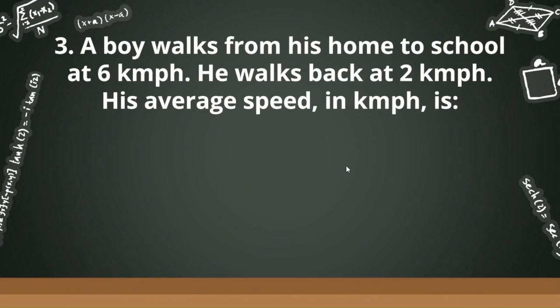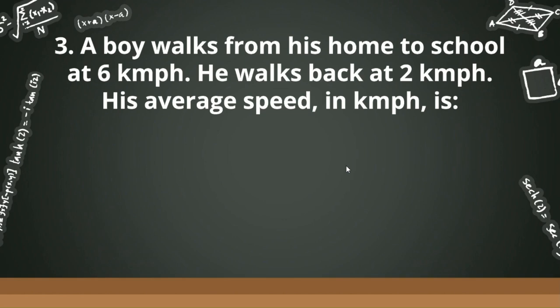So the question goes: a boy walks from his home to school at 6 kilometers per hour. He walks back at a speed of 2 kilometers per hour. His average speed in kilometers per hour.